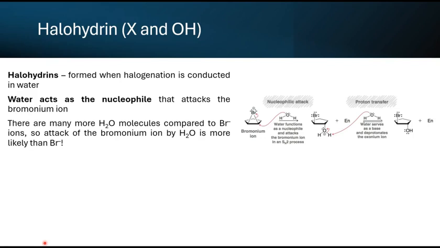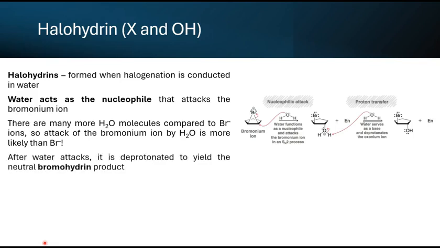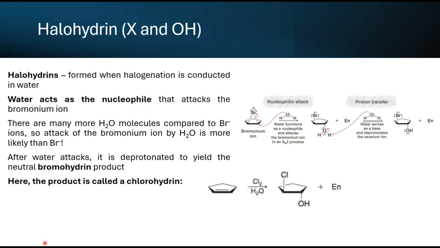There are so many more water molecules compared to bromide ions when we have this reaction taking place, let's say in water, so the attack of the bromonium ion by water is more likely than Br-. After water attacks, it is deprotonated to yield the neutral bromohydrin product. Here the product is called a chlorohydrin because we've added Cl in the presence of water across that double bond, so we have Cl and OH that adds.